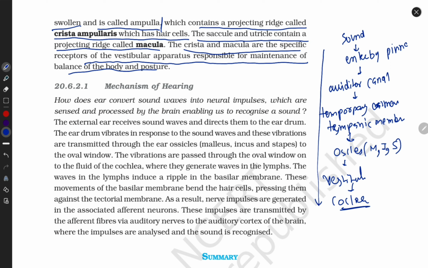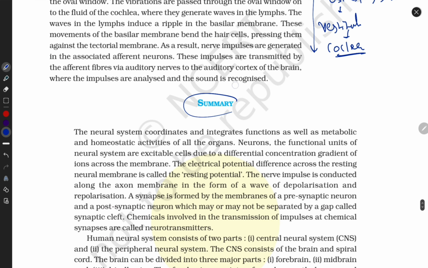So this is the mechanism of hearing. So that's all about your chapter, and your chapter will finish. Chapter 21 is finished.